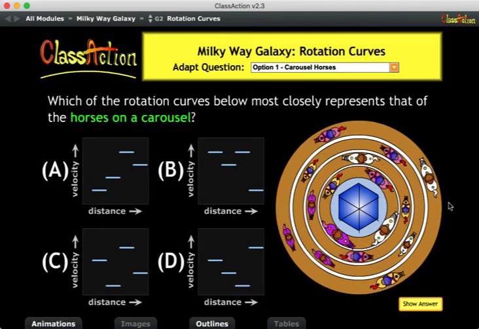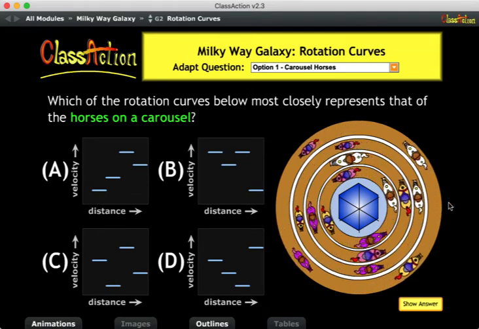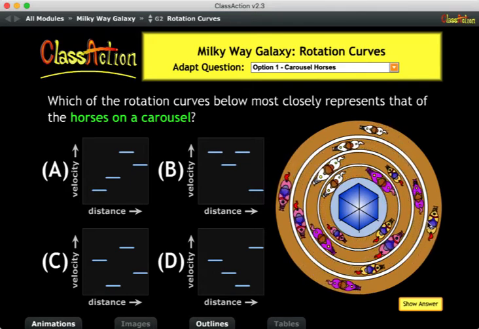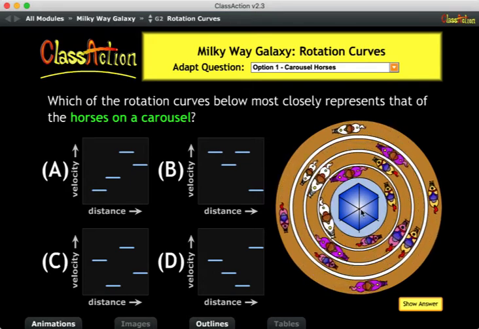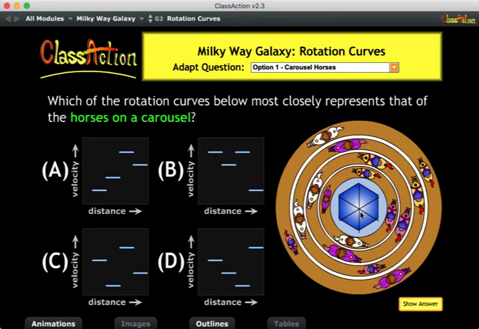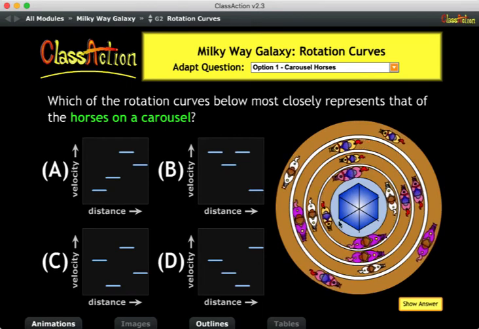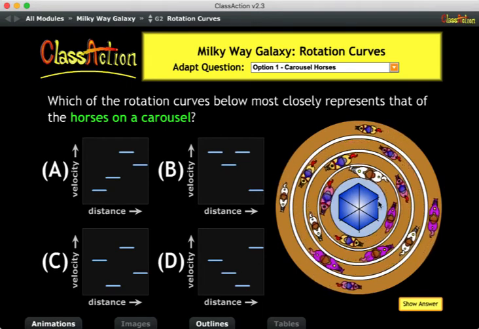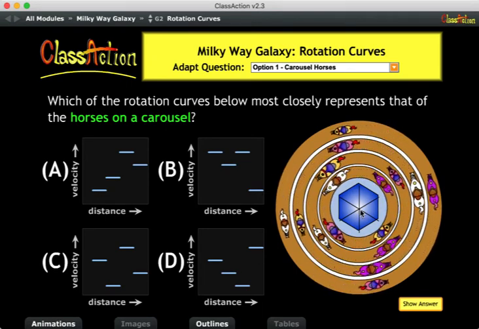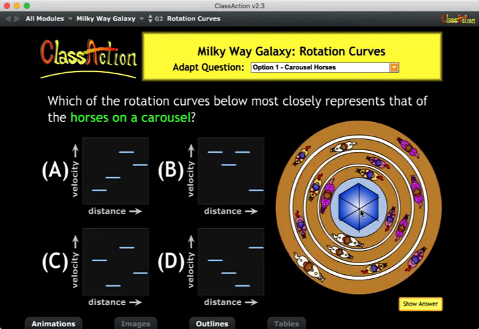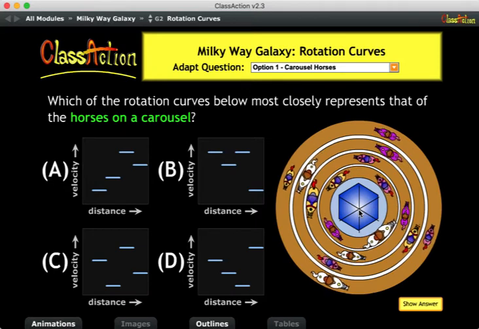And here we've got an unusual carousel where different tracks of horses are moving at different speeds as we move out from the center of this carousel. So the question first is, which of these rotation curves corresponds to the actual motion seen here? Again, take a look, make a guess, write down your answers, justify your answers, and we'll come back and talk about what the right answers are.